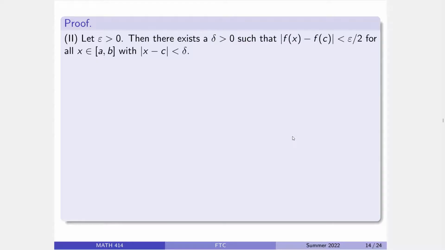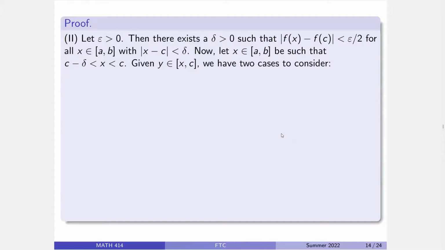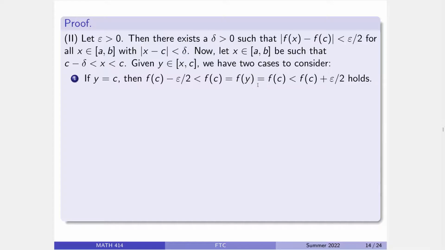Alright, so given an epsilon, that means we can find a delta so that f of x minus f of c is strictly less than epsilon over 2, and that's good for all x that are within delta of c. Just unraveling the definition of continuity, throwing in an epsilon over 2 for good measure. Alright, so two cases to consider. If x is between a and b, and x is to the left of c, but to the right of c minus delta, then for any y that lives in the interval xc, note where that is, there are two things that can happen.